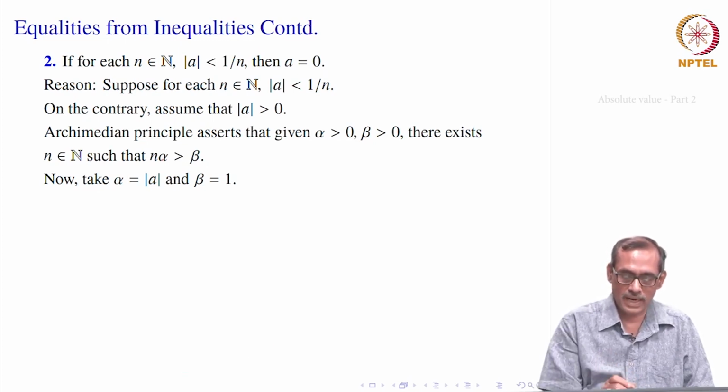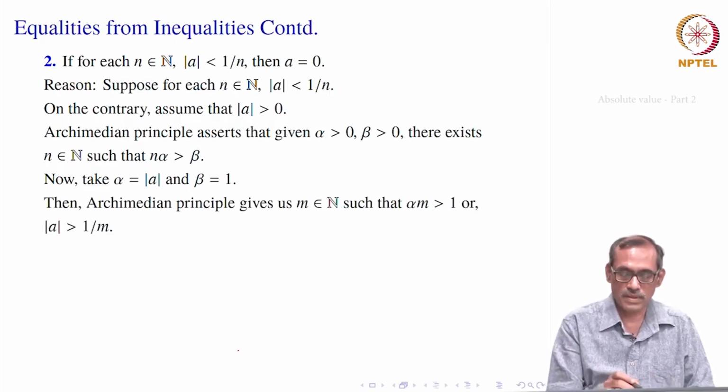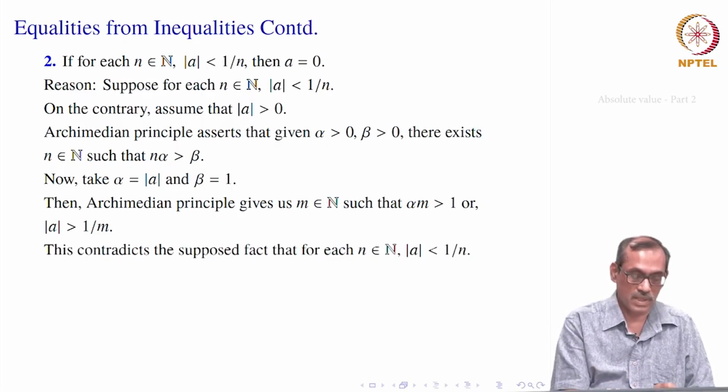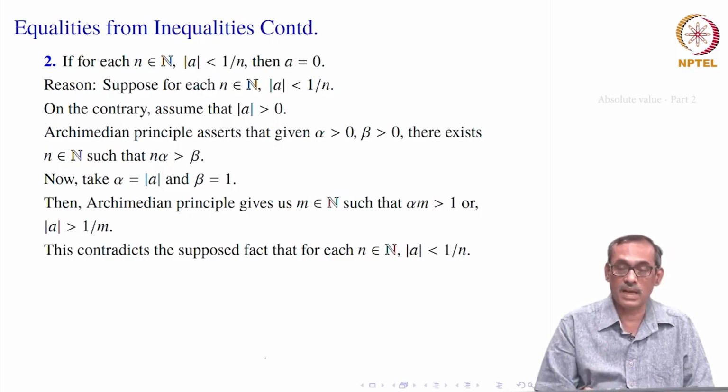So that means we will get one natural number m such that m times alpha is bigger than 1, or if you write it, m times mod A is bigger than 1, or mod A must be bigger than 1 by m. So we have a natural number m such that mod A is bigger than 1 by m, but that is a contradiction because mod A must be less than 1 by n for every n. How can you find one m for which mod A will be bigger than 1 by m?